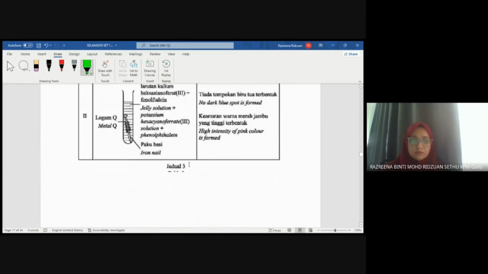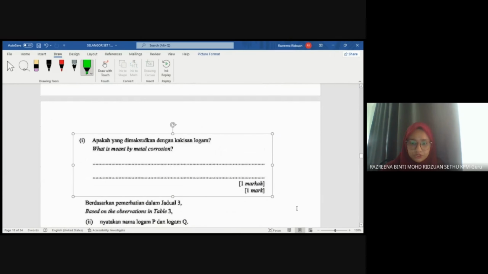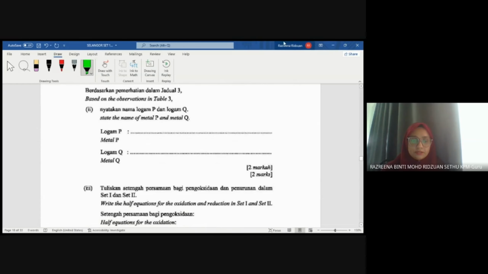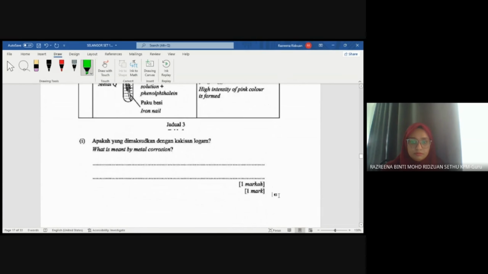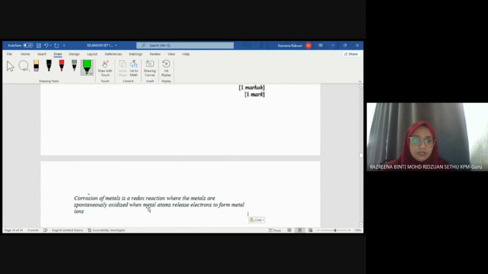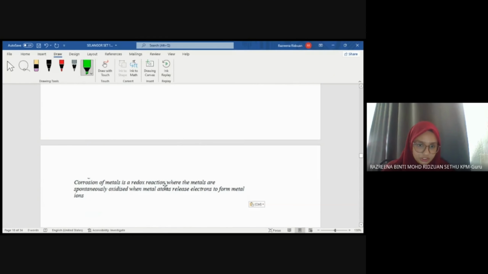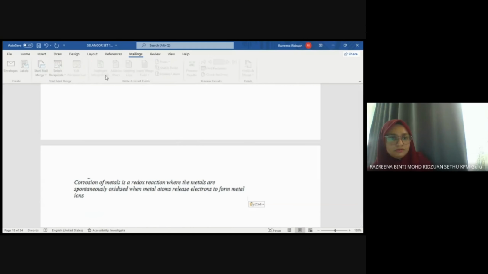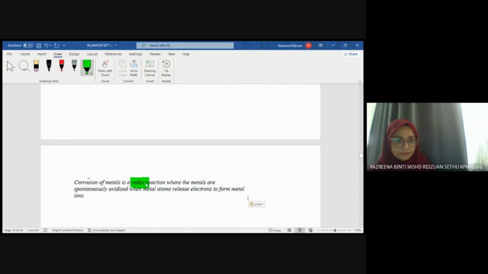Now let's look at the question. What is meant by metal corrosion? Okay, metal corrosion is a redox reaction where the metals are spontaneously oxidized when metal atoms release electrons to form metal ions. You must have the words redox reaction. You must have the word spontaneously. Spontaneously oxidized.